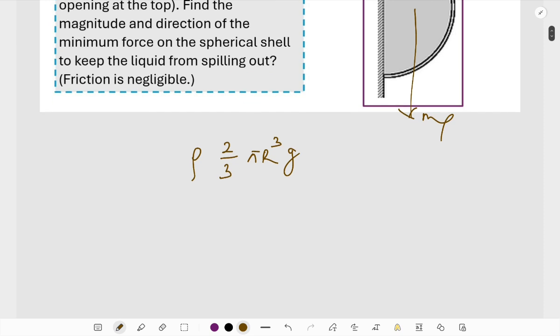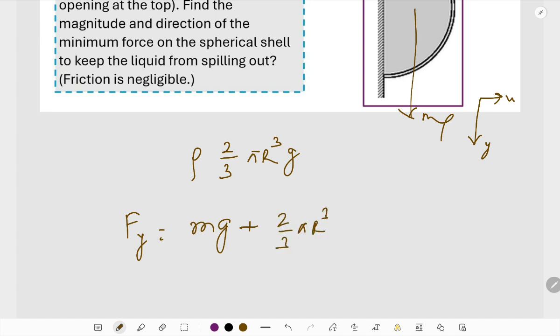And so the vertical component of the force, taking the x and y axes, with the y axis in the vertically downward direction, you can write simply Fy equal to mg, the weight of the hemispherical shell, plus the weight of the liquid, that is 2/3 pi r cube rho g. That's fine.